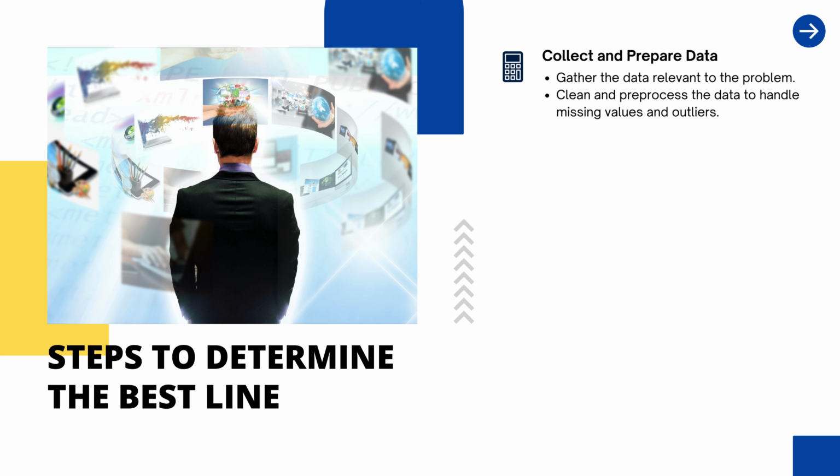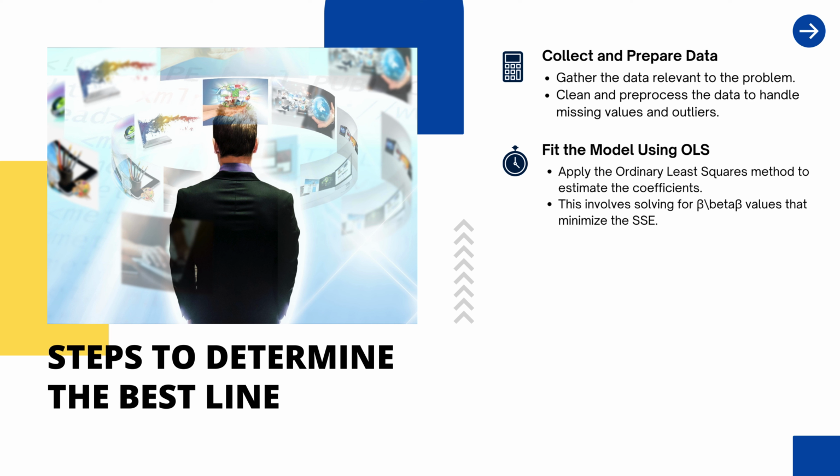Steps to determine the best line: 1. Collect and prepare data. Gather the data relevant to the problem. Clean and preprocess the data to handle missing values and outliers. 2. Fit the model using OLS. Apply the ordinary least squares method to estimate the coefficients. This involves solving for beta values that minimize the SSE.